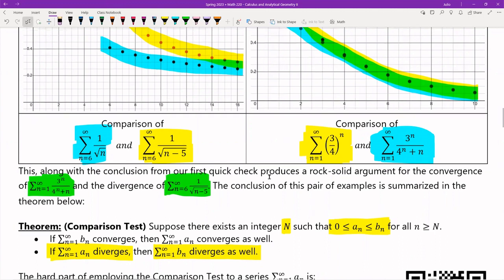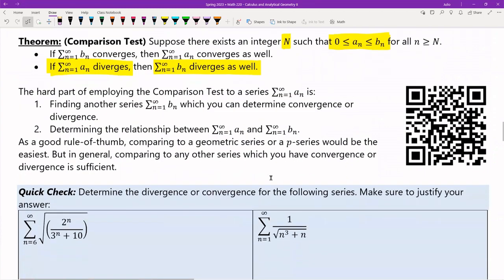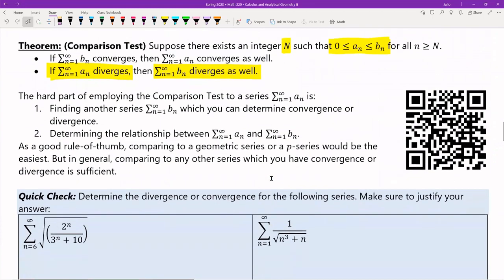Now I've got a quick check here for everybody. Go ahead and use whatever knowledge you can. I'm even letting you use the calculator to give yourself a gut feeling for what the correct answer should be, to figure out whether these two quick-check problems are divergent or convergent. You can use whatever you need.